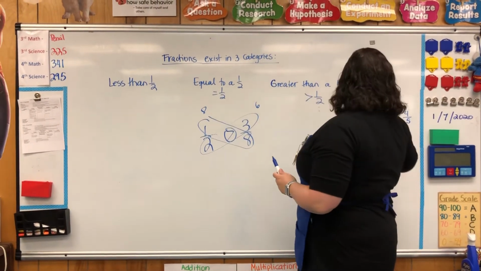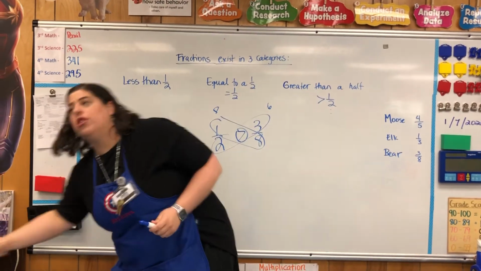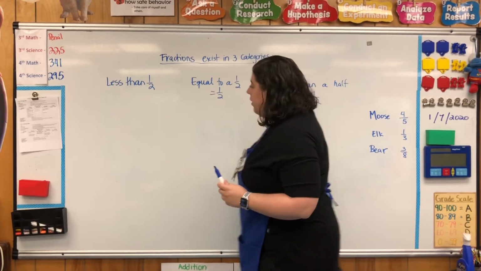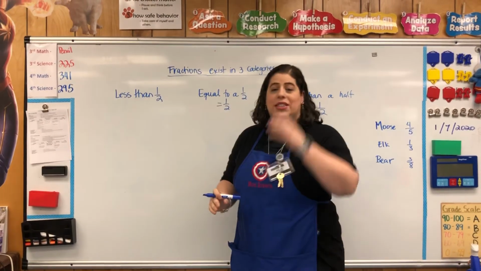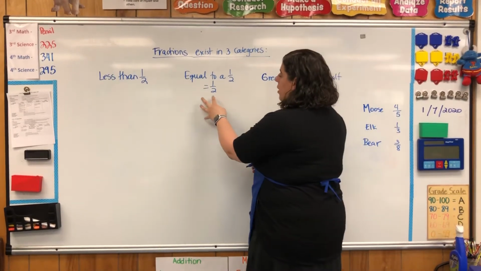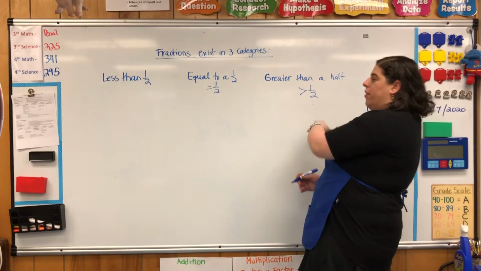So the other thing I want to talk about today is how we compare when we have more than 2 fractions, okay? I taught the children that you can think of fractions as existing always in one of 3 categories. A fraction is either going to be equal to 1/2, is going to be less than 1/2, or it's going to be greater than 1/2.